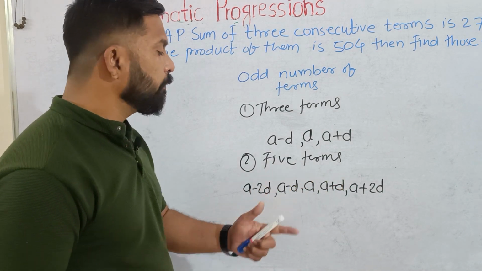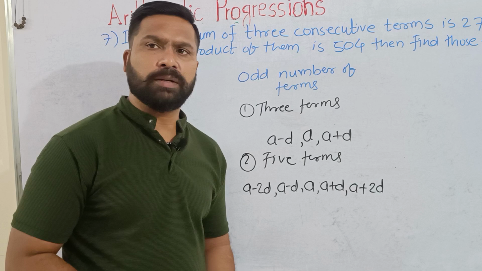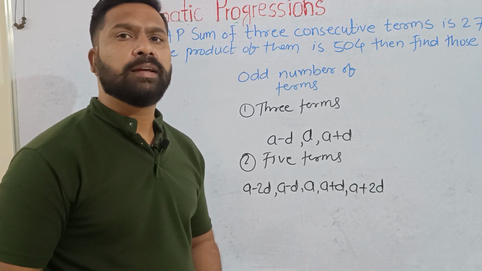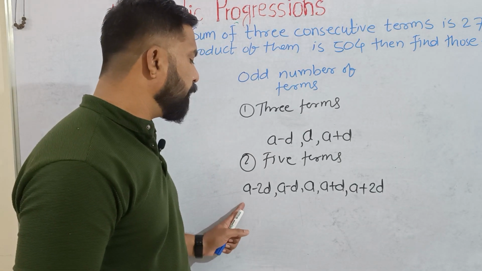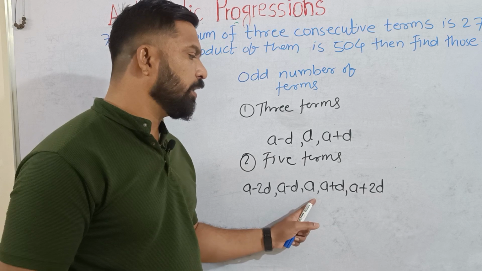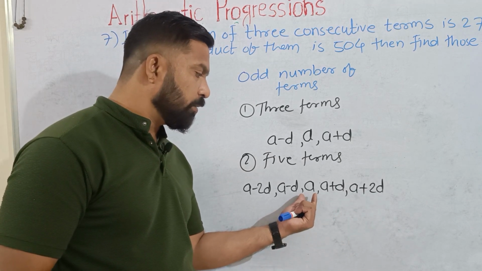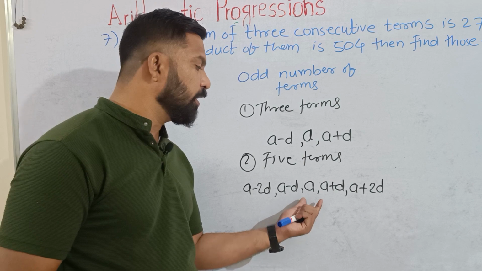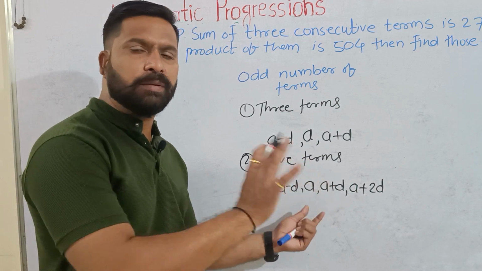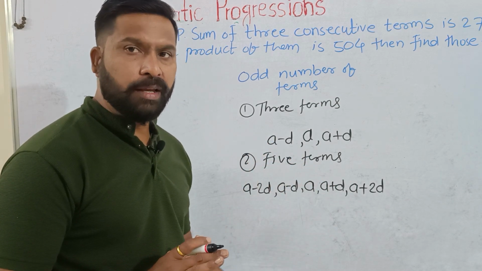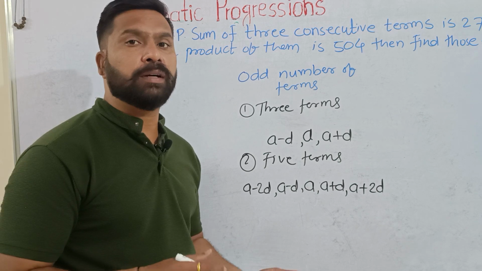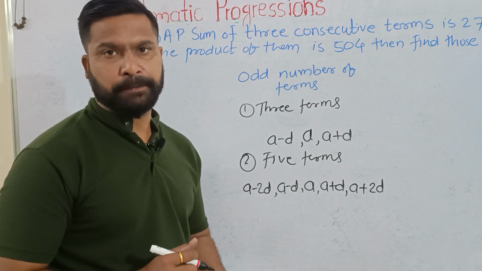This is the way we can consider those terms. If they are saying there are 5 consecutive terms, then let those terms be A minus 2D, A minus D, A, A plus D, A plus 2D. But it goes easy by considering A as the middle term and the rest of the terms as they are. Okay? What if the number of terms is even?